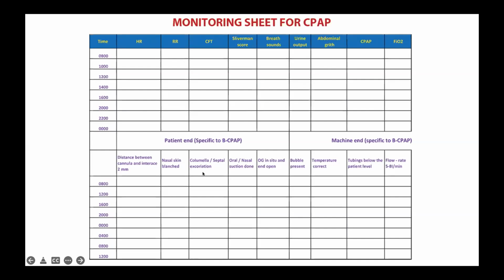At the patient end, at the interface end, you need to maintain a distance between the cannula and the interface. So between the columella and the interface, there should be at least 2 mm distance. And then when you're using the CPAP prongs, the prongs should not dilate the nares. They should just snugly fit into the nose to deliver the pressure. There should not be any columella or septal damage, and there should not be any blanching on the columella or on the septae. And one needs to continuously ensure that the nasal nares are constantly moisturized with saline or nasal drops, and always the OG tube should be in place, and the tube should be open at least half an hour after feeding.